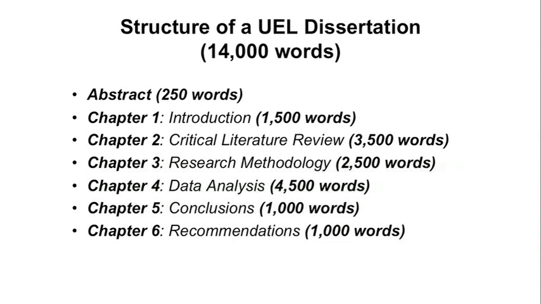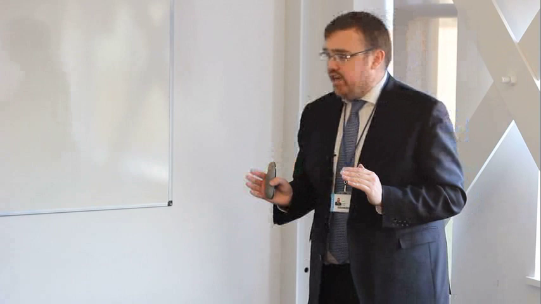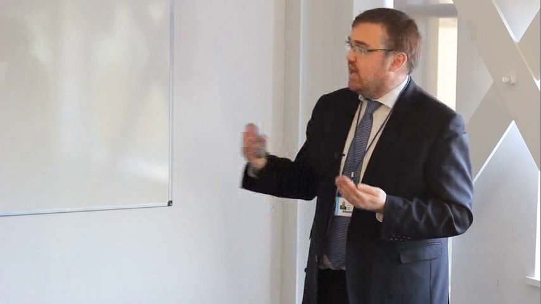The data analysis chapter is really the main body of the report, and this comprises 4,500 words, giving us an overview of what the key findings actually were and how they relate to the research question. The final two chapters then are the conclusions chapter, which is 1,000 words, which gives us an overview of the key conclusions of the research, what was the answer to the research question, and how does this research contribute to our understanding of the theoretical topic.